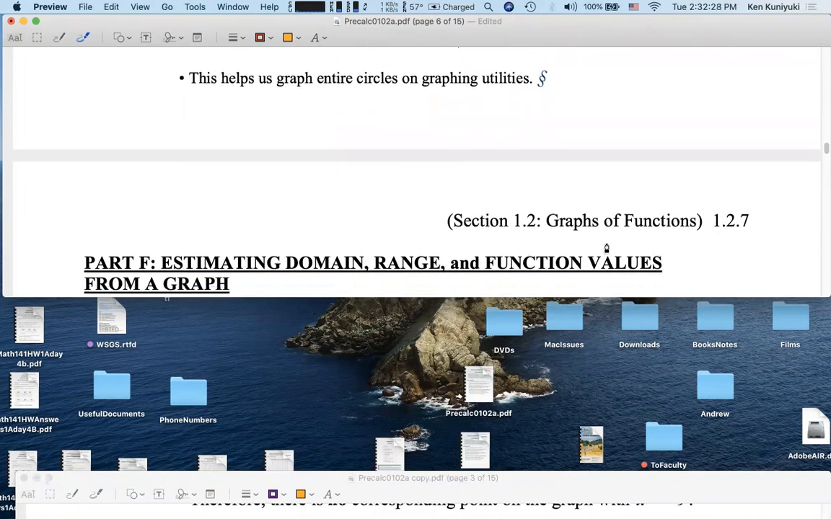Next, given a graph, estimate domain, range, and function values from a good graph.